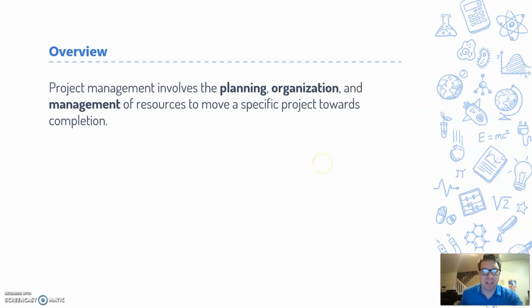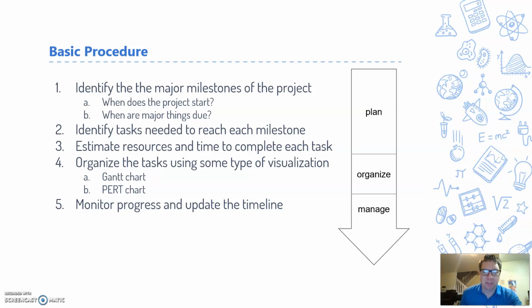So project management is the planning, organization, and management of resources. We're trying to get something done. That's basically the whole goal of a project manager, is to make sure the project or the task or whatever it is gets done. So the procedure looks something like this.